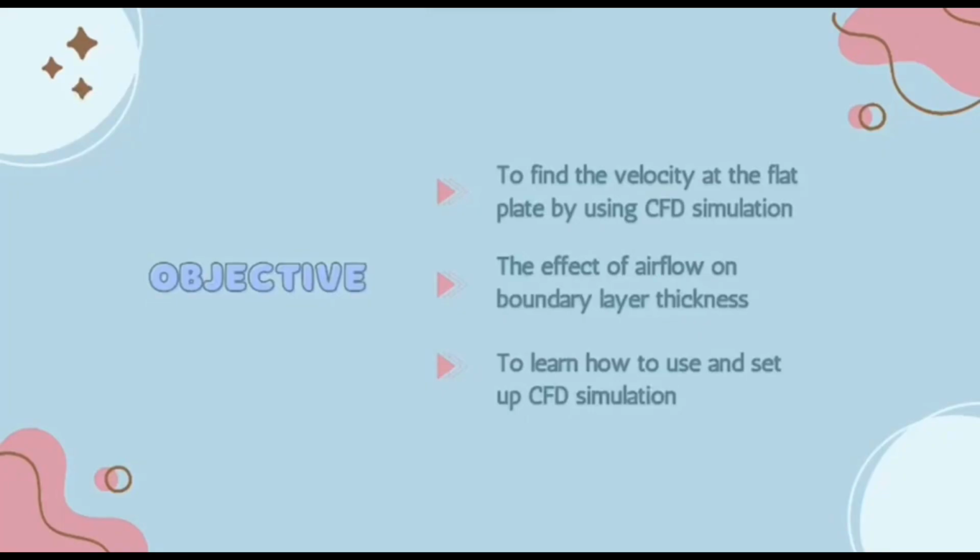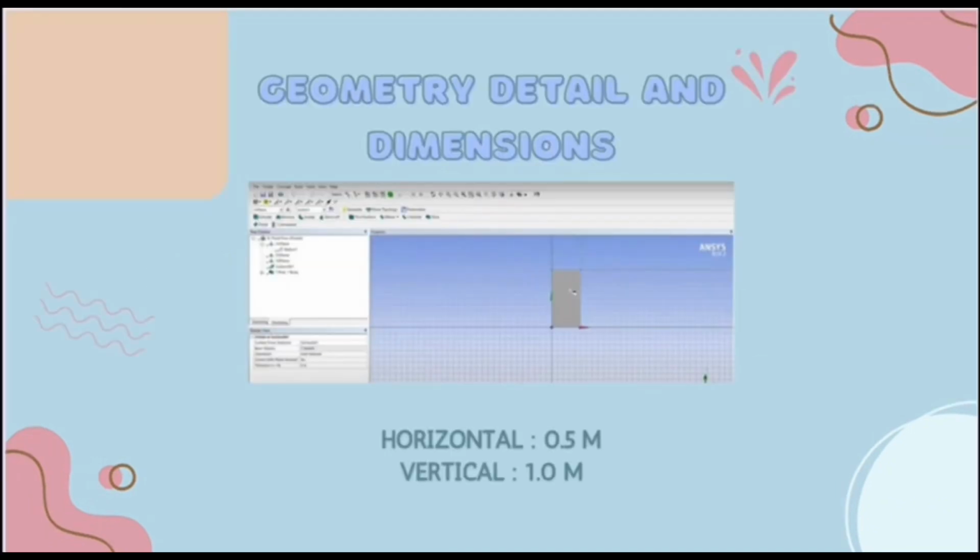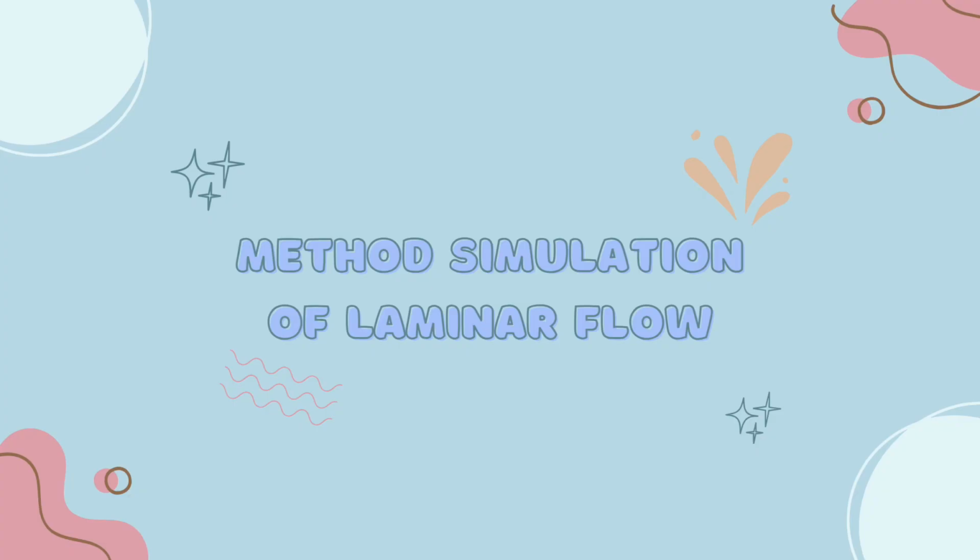The objective of this project is first, to find the velocity at the flat plate by using CFD simulation. Second, to find the effect of airflow on boundary layer thickness, and to learn how to use and set up CFD simulation. Geometry, detail and dimension: the dimension for the flat plate is 1 meter for vertical and 0.5 meter for horizontal.